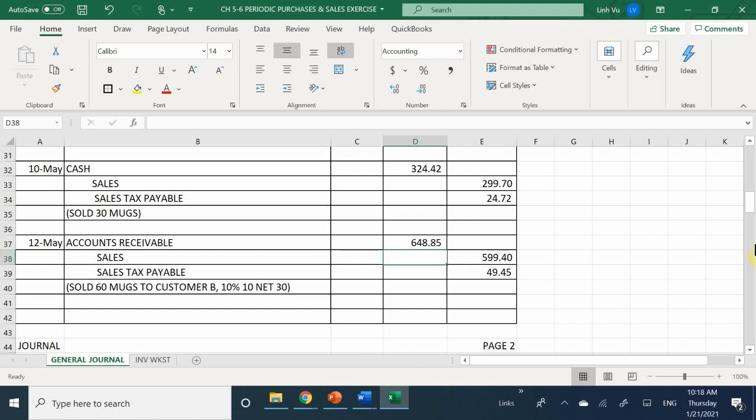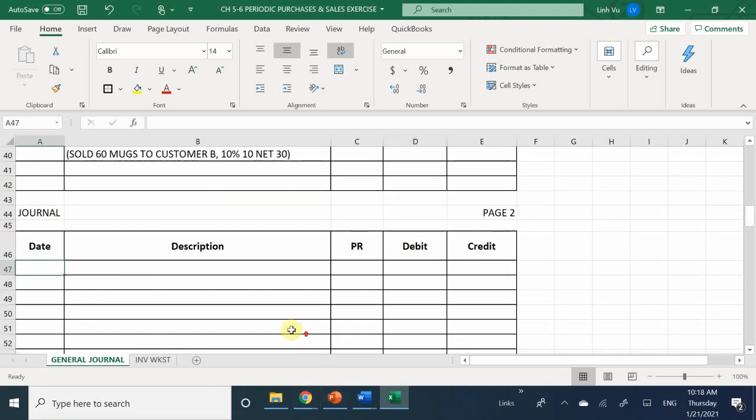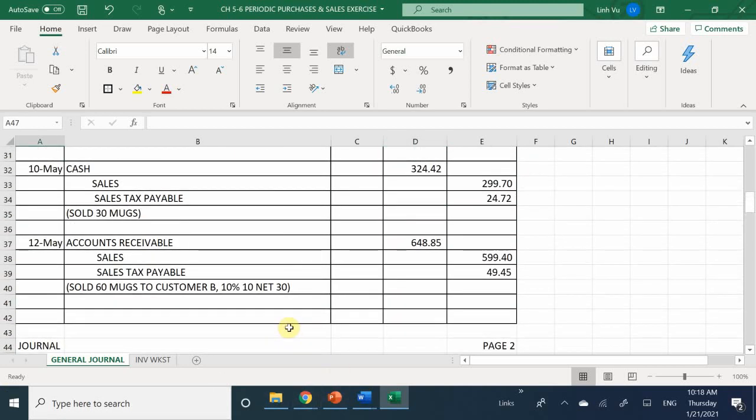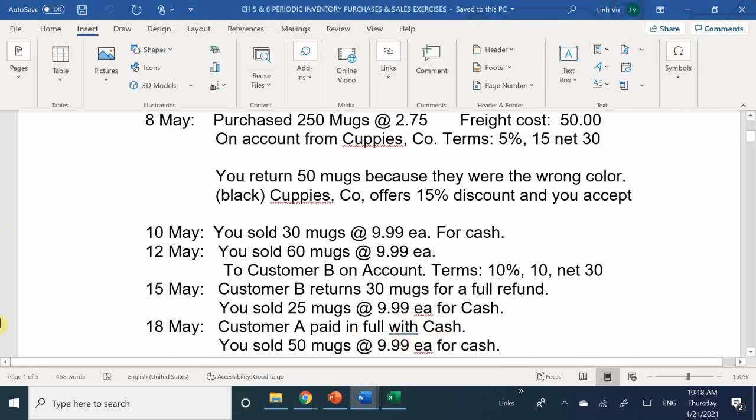$648.85. Good. All right, so I already made the adjustment to my entry here. Now, of course, we made a sale again. So what is the next scenario? On the 15th of May, customer B decides to return 30 of the mugs for a full refund.